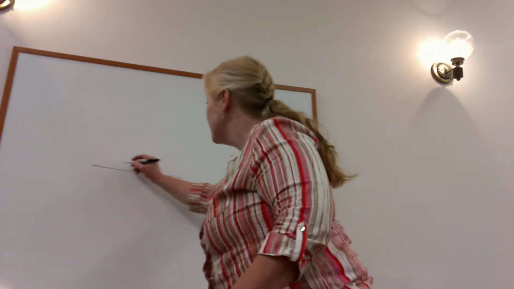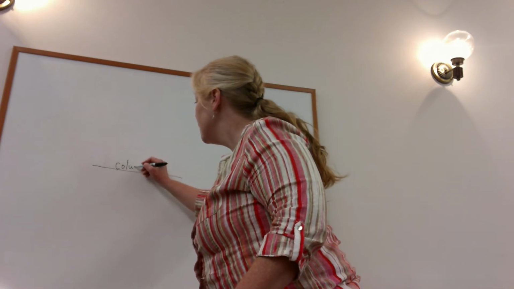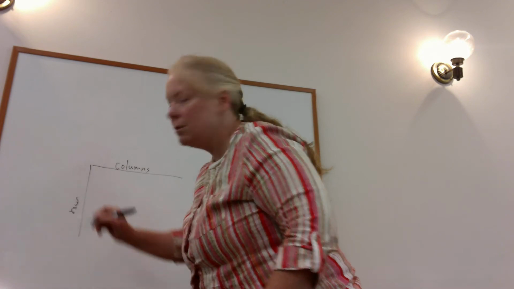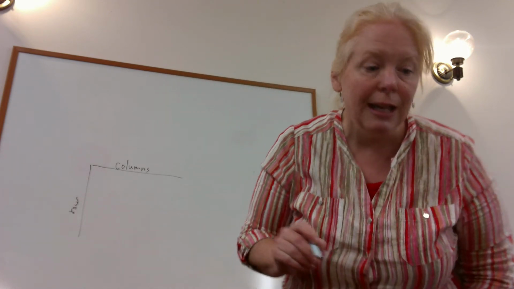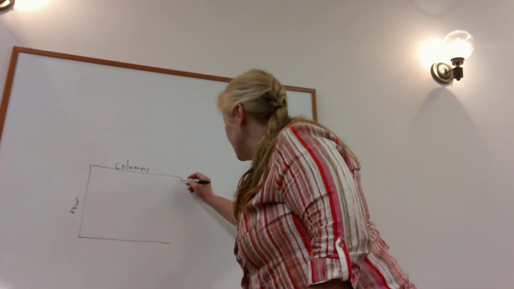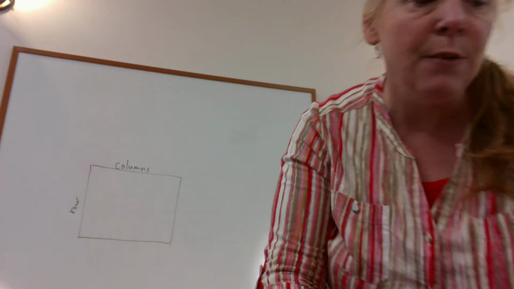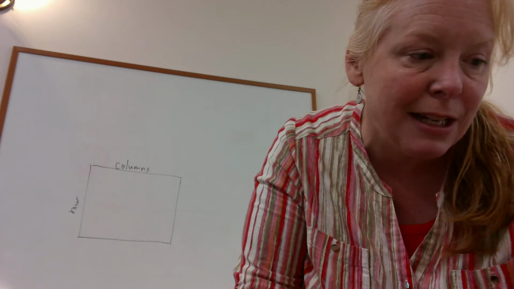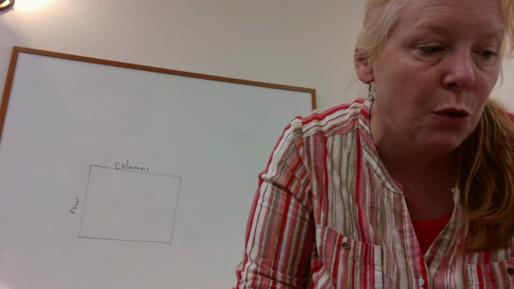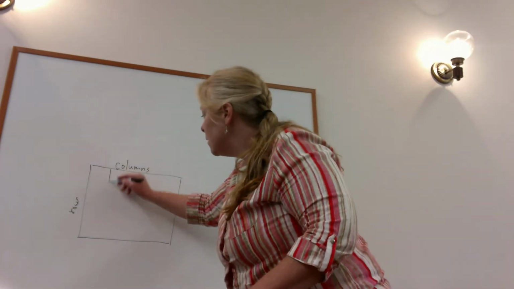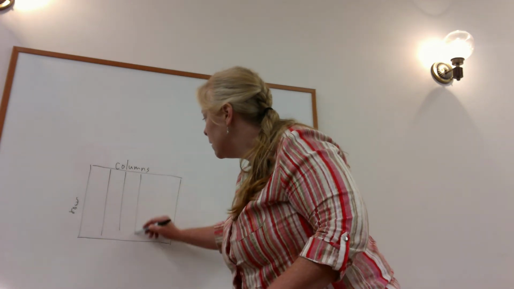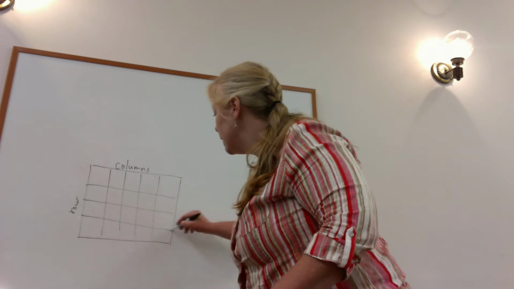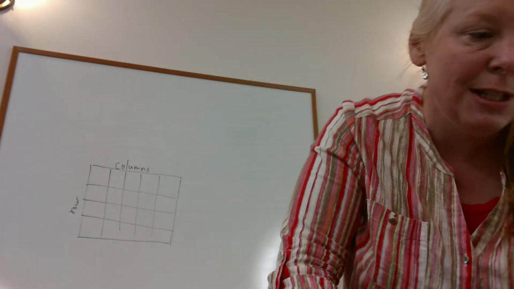So you've got columns and you've got rows. Sorry for my chicken scratch. And then we make our shape. Okay, and then what you need to do is see how many squares. This is what it's asking us to do. See how many squares are there. So it should look like this, okay? Do you see that in your book?